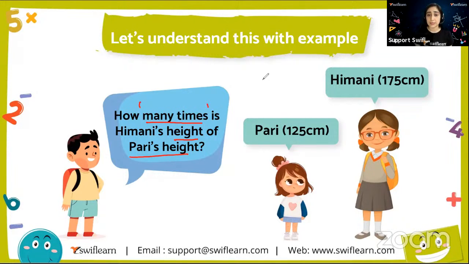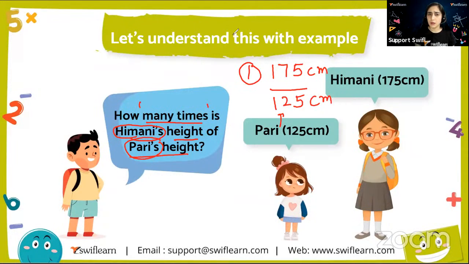So how do we do that? We have to compare the height of Himani, so first is Himani, right? Himani's height is 175 centimeters, whereas Pari's height is 125 centimeters. What have I done? I've written one below the other. I'm writing the number of Himani on the top and the number of Pari at the bottom. So what am I doing? I am comparing both the heights in terms of times.